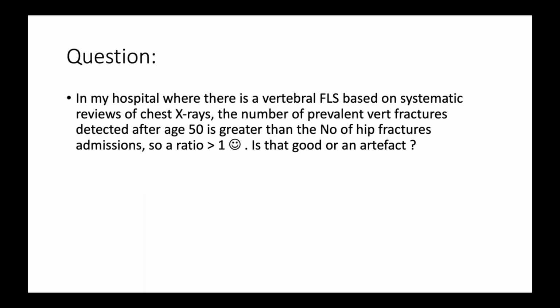But Cass, again, as you said, the difficulty is the denominator. So I'll give you an example. In my hospital, we have a vertebral FLS based on systematic reviews of chest x-rays in the Department of Medicine and others. So the number of prevalent vertebral fractures that we detect after age 50 on those x-rays is actually greater than the number of hip fracture admissions. So we get a ratio better than 1. Is that good, or is it an artifact because the denominator is somewhat arbitrary?